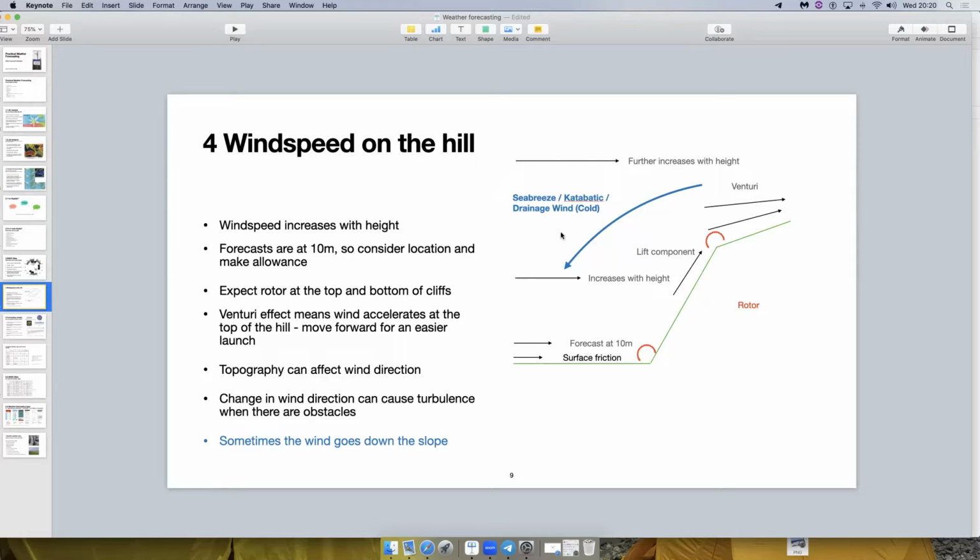Also called the katabatic wind. Drainage wind is very similar. It's where some cold air is coming off the hill, and because it's cold, it sinks through the warmer air and comes down the hill, even though the prevailing wind may be in the opposite direction. Any questions on that, or shall we move on?